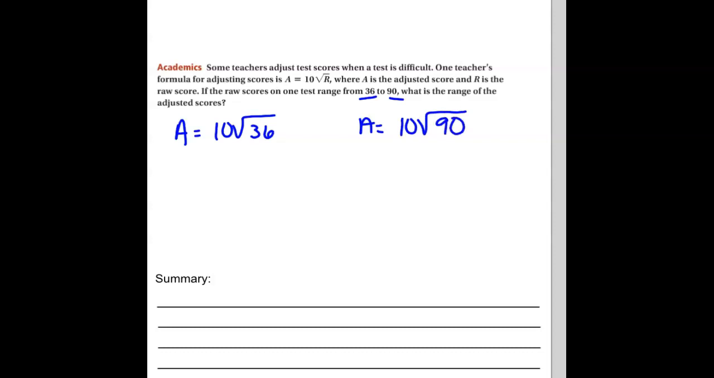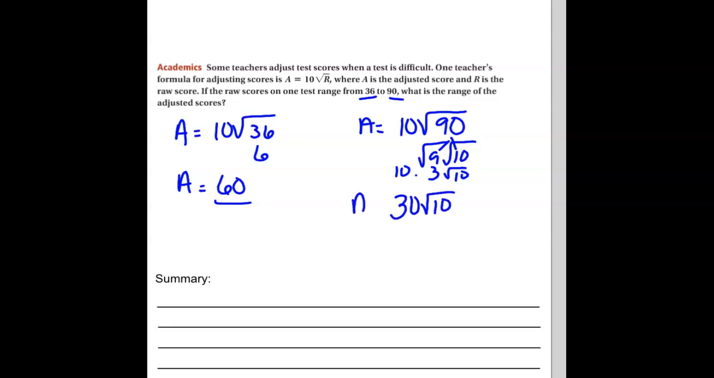Now we know the square root of 36 is just 6. 6 times 10 would be 60. So they've adjusted it. You got a 36 on the test, they're going to put it in as a 60. Okay? If you got a 90 on the test, when we square root the 90, we can think of that as 9 times 10. We get 3 root 10 times the initial 10. So we have 30 times the square root of 10.